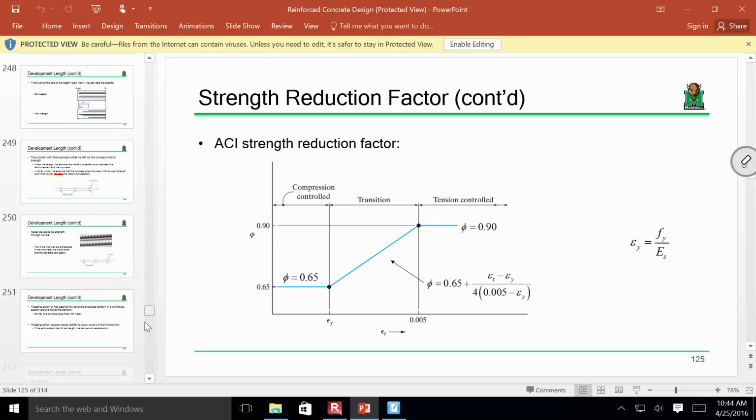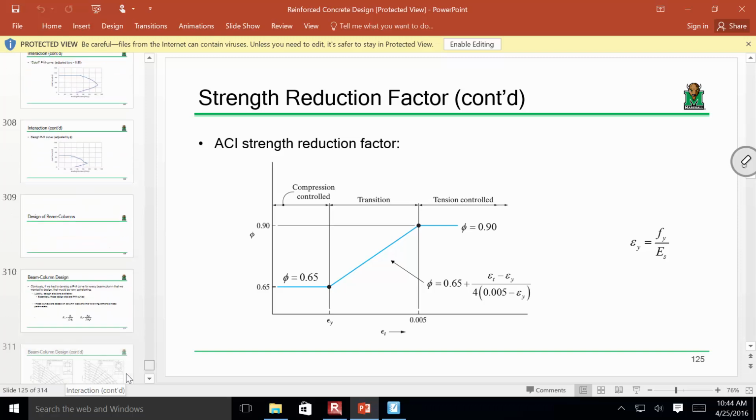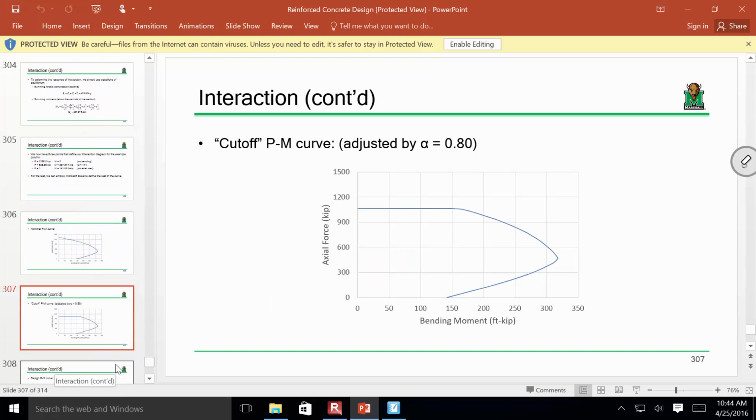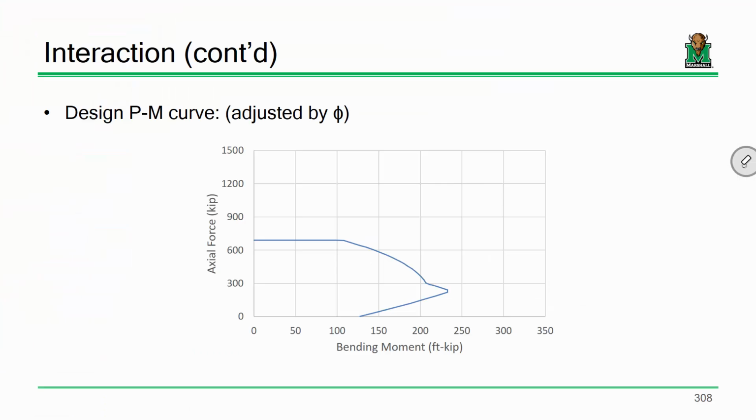Now, I'm not going to get too crazy into the theory because we could talk about this all semester, but this peak out here at the very end is what's called the balance point. And it's that magical point where the strain in the steel equals the strain at yield. That's just food for thought.